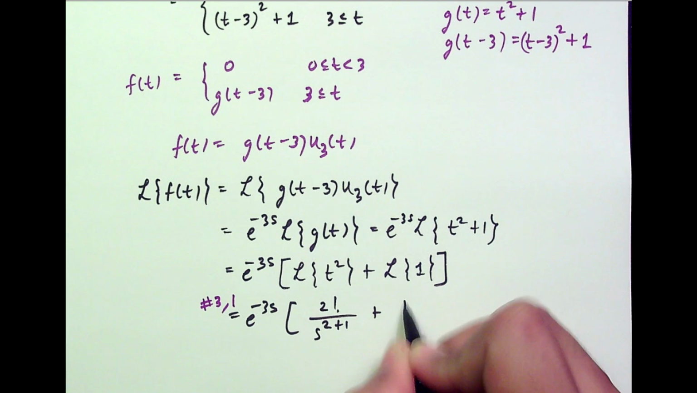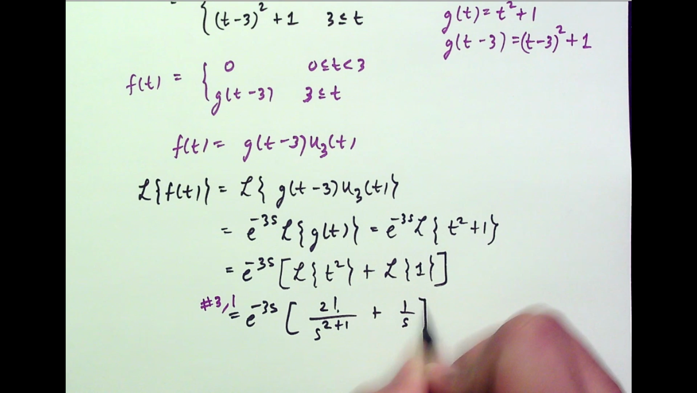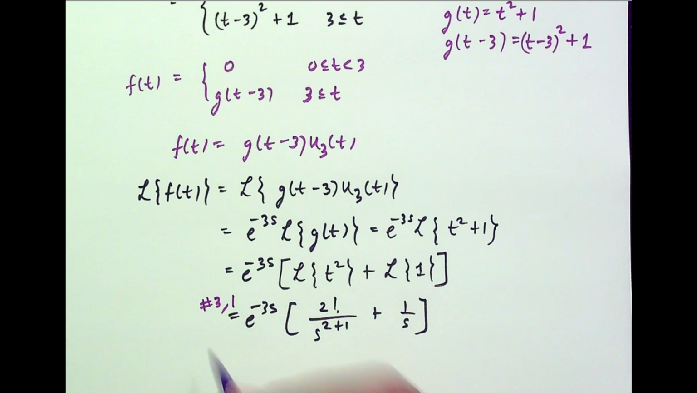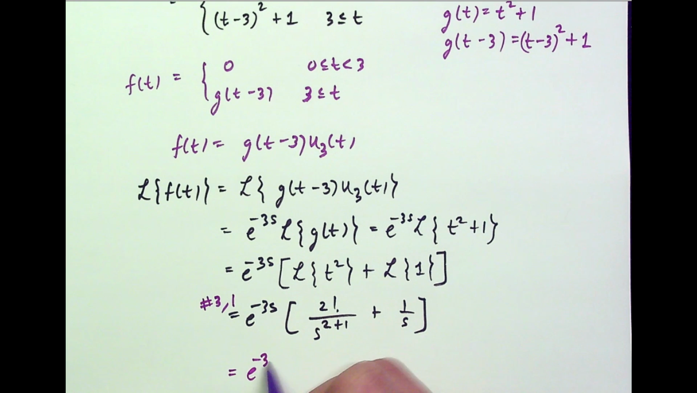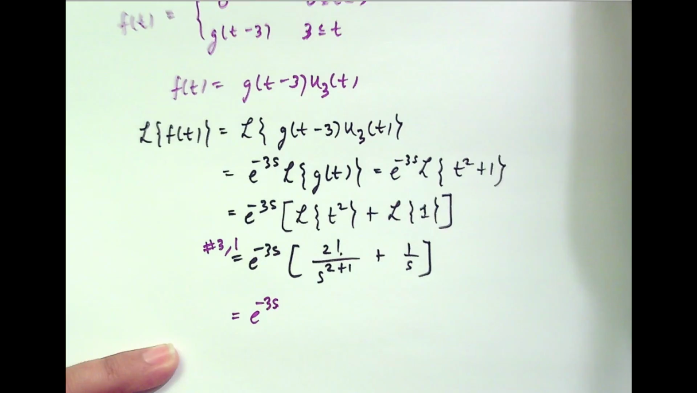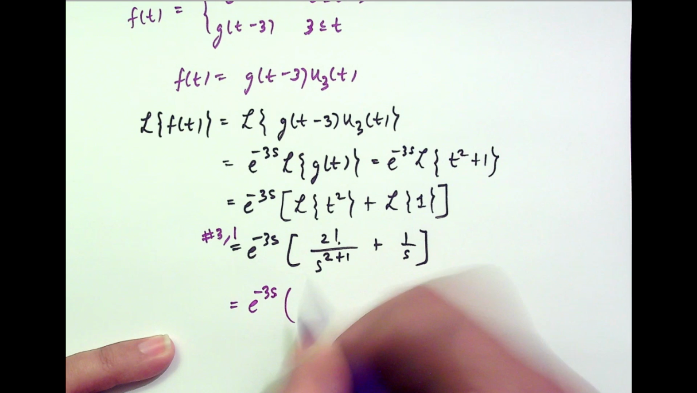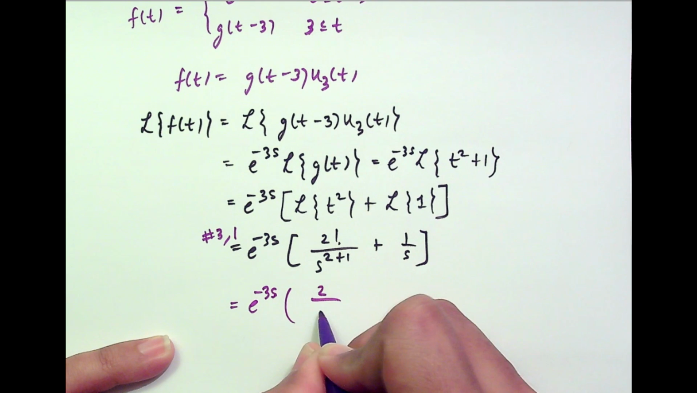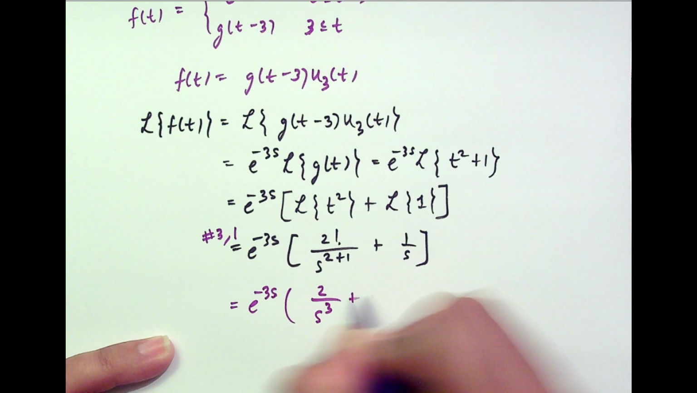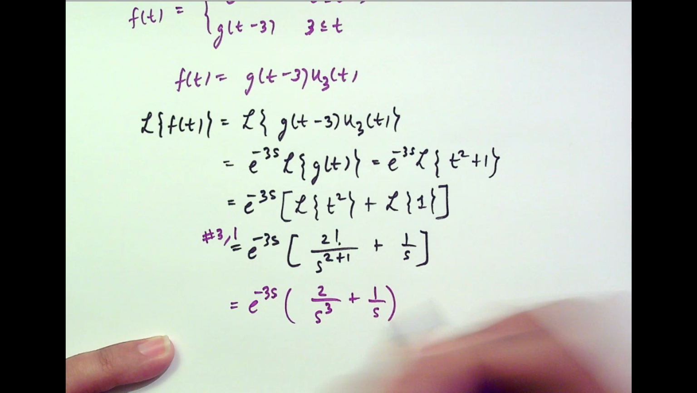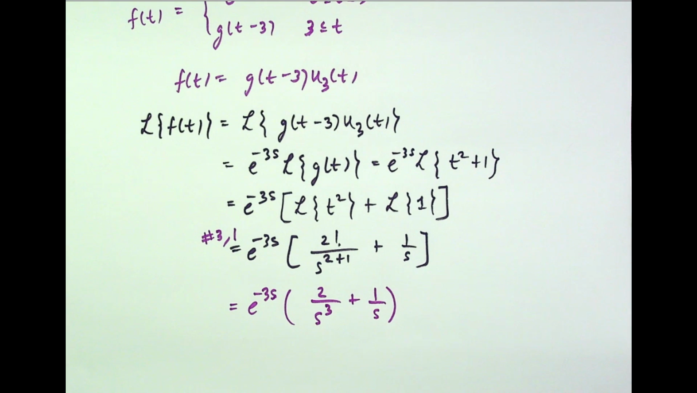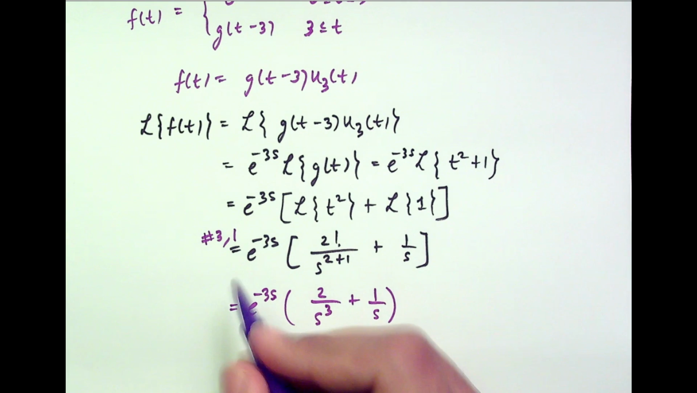So this is 1 over s. And simplifying just a little bit, this is e to the minus 3s times 2 over s cubed plus 1 over s. Okay, that is the answer.